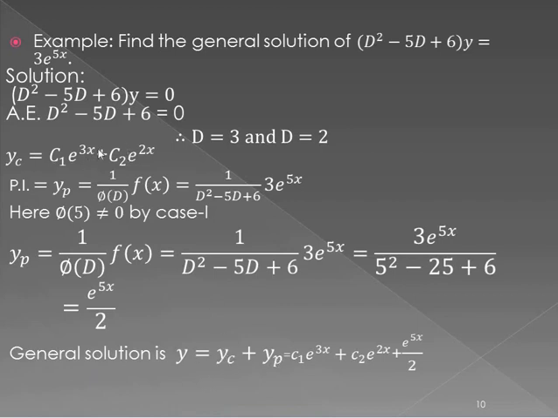Then our general solution is y is equal to yc plus yp, and the value of yc is c1 e raised to 3x plus c2 e raised to 2x. So c1 e raised to 3x plus c2 e raised to 2x plus yp, which is e raised to 5x upon 2. So this is our general solution.